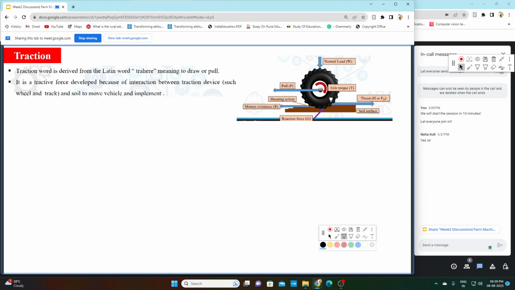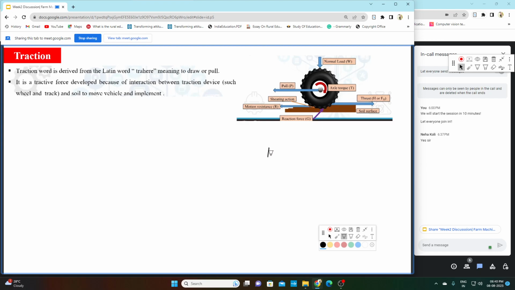And what does this thrust do? This thrust will do two things. One, it will overcome motion resistance or rolling resistance. What is this motion resistance? You can think of motion resistance as very similar to friction. Whenever you are sliding anything, friction will come into it, right? So in traction, whenever you are rotating your tire on a wheel, a force will come into play that will try to resist the motion of the tire. That force is known as motion resistance. And second, this thrust force will be overcoming this pull.